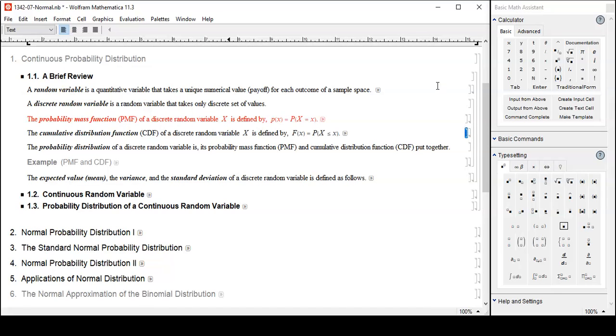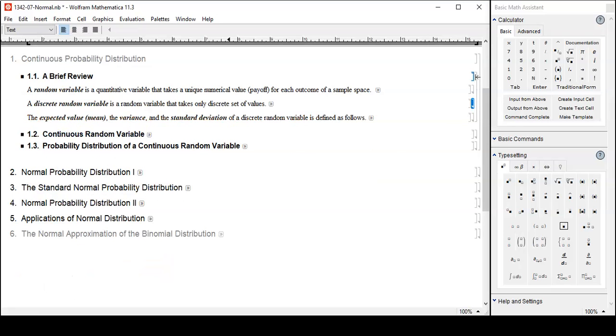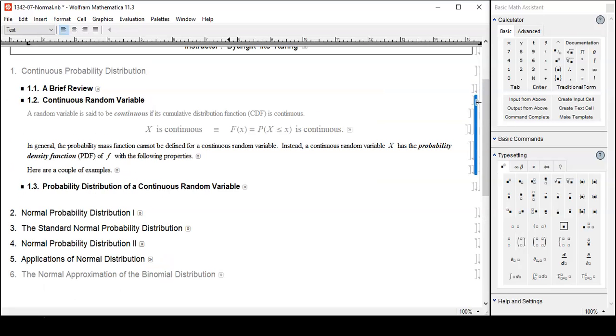Now the cumulative distribution function, that's okay. So for a probability distribution, we needed these two, but the PMF is not working. So we're going to need a replacement here. How do we do that? Now, let's go back to 1.2 and let's bring this back. CDF is okay. We don't have a PMF, so we need a replacement.